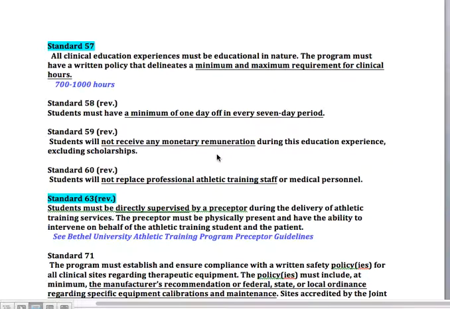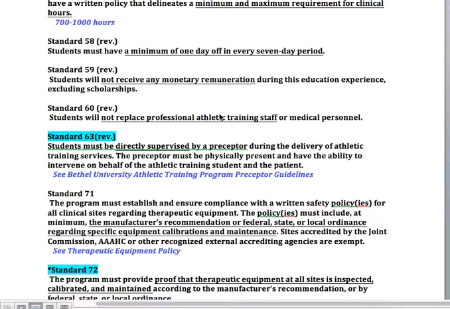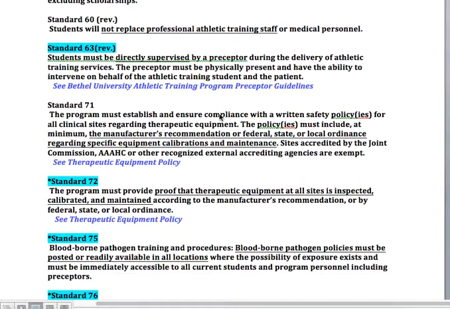You can't receive a monetary gift during this educational experience. So if a bunch of the teammates or team players come up and say, hey, we want to give you $50 because you've been such a great student athletic trainer and we want you to keep up the good work, you can't take that. But if they give you a plate of cookies or some sort of gift like that, an actual gift, then you can accept that. That's fine. Standard 63, you need to be under direct supervision. So if your preceptor is not directly supervising you, please let me know.